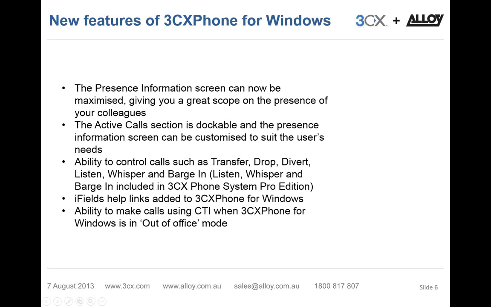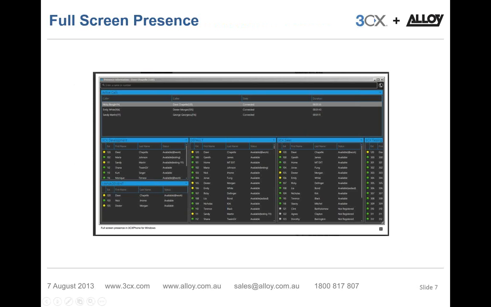Okay, if we can flick onto the next slide, please, Scott. The presence information screen can now be maximized, giving you a great scope on the presence of your colleagues. The active call section is dockable, and the presence information screen can be customized to suit users' needs. The ability to control such as transfer, drop, divert, listen, whisper, and barge in. Listen, whisper, and barge are all included in the 3CX phone system in the Pro Edition. Help links added to 3CX phone for Windows, and the ability to make calls using CTI when 3CX phone for Windows is in out-of-office mode. This is pretty much a lot of the stuff, and you can see some of the screenshots here.